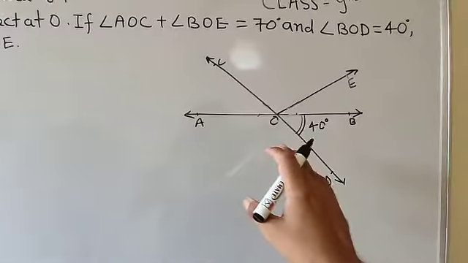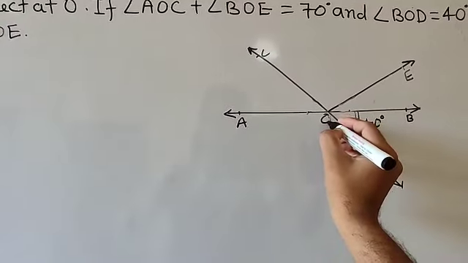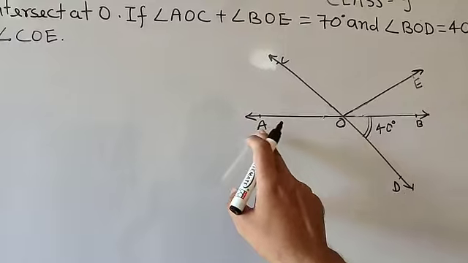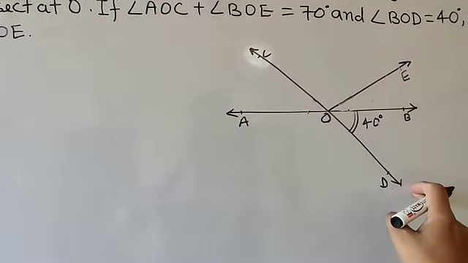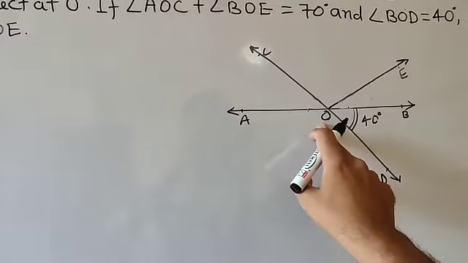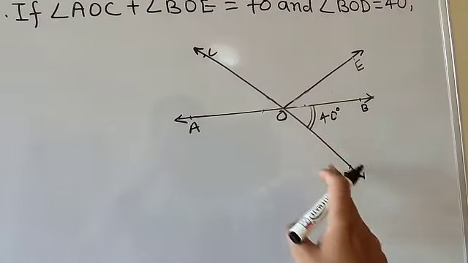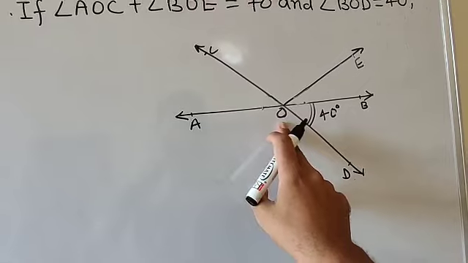So here I have drawn the diagram. Whatever is given in the question is based on this diagram. In the question it is given that AB and CD intersect at point O. That you can also find in the diagram. AB and CD intersect at point O.